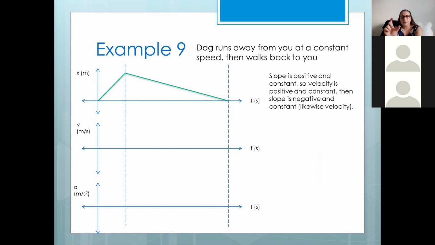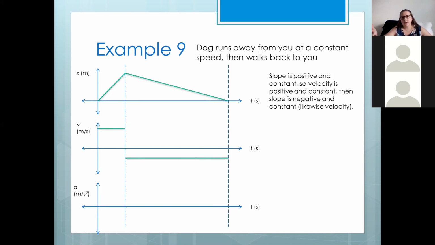So in that first section, slope is positive and constant. So velocity will be positive and constant in that section. And then the second part, the slope is negative and constant. And so our velocity will be negative but constant. All right, so in that first part of our graph, where the slope is positive and constant, we have a positive constant velocity. And then it changes to have a negative slope. But remember, the slope there isn't as steep. So our velocity graph won't be as far down in the negative axis.